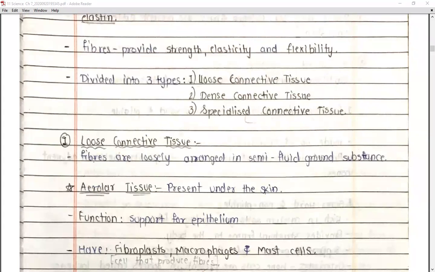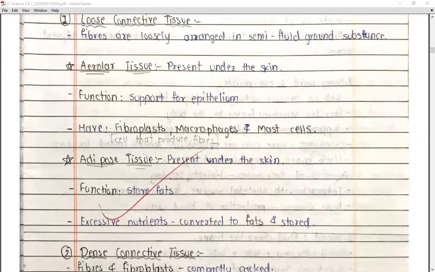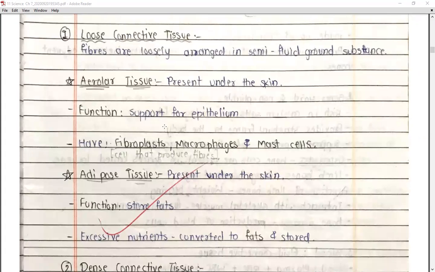In loose connective tissue, the fibers are loosely arranged in semi-fluid ground tissue. See, the word itself says they are not tightly joined with each other, but they are loosely connected with each other, right? So as they are loosely connected, they are present in semi-fluid ground tissue. Semi-fluid means a fluid is present, but it is a gel-like fluid, right? So these are present in that type of tissue. In loose connective tissue, we are going to see first areolar tissue and second adipose tissue.